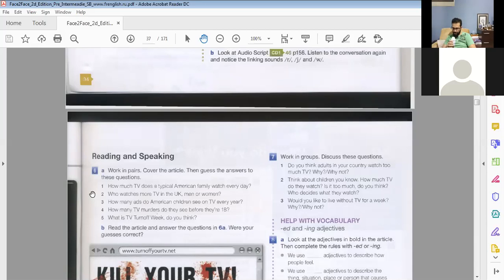I don't know. How many hours per day? Maybe 3 hours, 2 or 3 hours. 2 or 3 hours a day. And who watches more TV in the UK? Do you think men or do you think women? I think women. What about ads? How many ads do American children see on TV each year, every year?